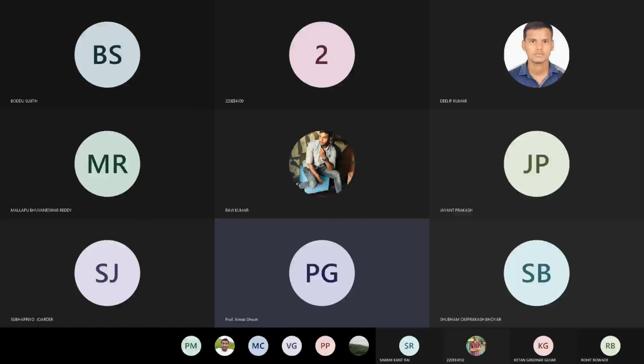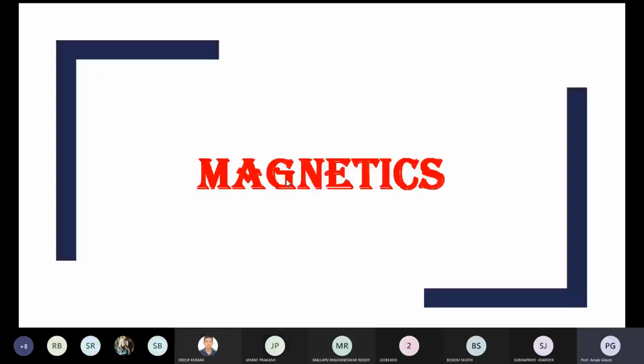So today I started with my session on magnetics. Okay, so what is magnetics? I know it's a very basic idea. It's basic electrical knowledge, and all of you are aware of that. What is the magnetic circuit? What is the basic idea of magnetics?